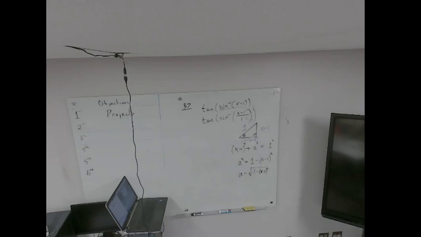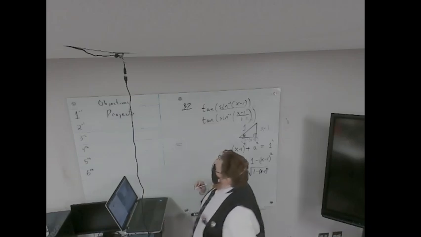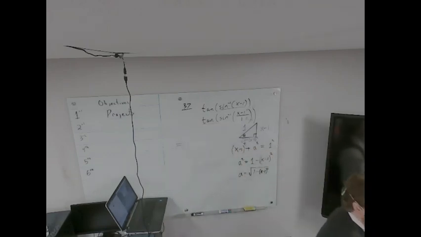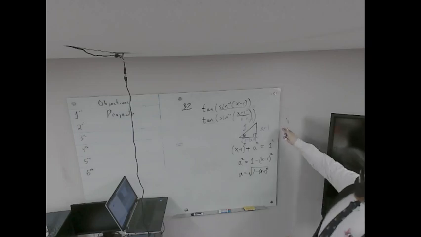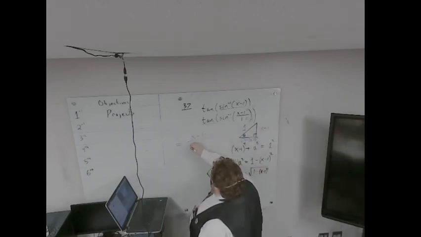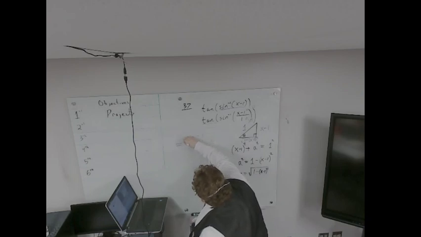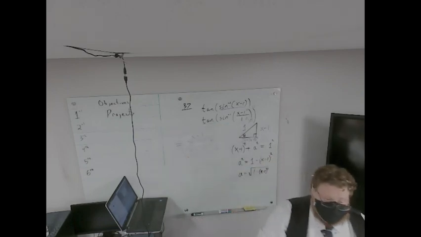Now the question asks specifically about tangent. So now I go back to this picture and I say, okay, what is the tangent function? Tangent is opposite over adjacent. Take the opposite side, x minus 1, over the adjacent side, which is this nasty square root, 1 minus x minus 1 squared. That's the answer that I got and is correct.